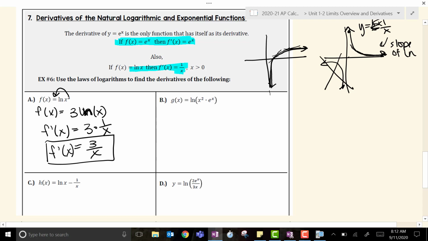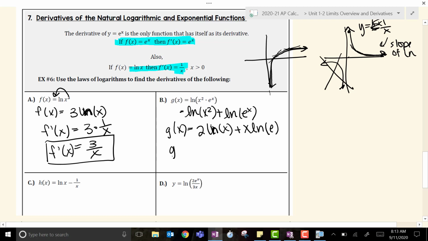When I have the natural log of x squared times e to the x, fun stuff happening here. I'm going to use my logarithmic properties to expand. So I know that multiplying two things inside a log, I can rewrite that as the natural log of x squared plus the natural log of e to the x. Again, let's get rid of my exponents by creating coefficients. So my original function, g of x, is equivalent to 2 natural log of x plus x natural log of e.